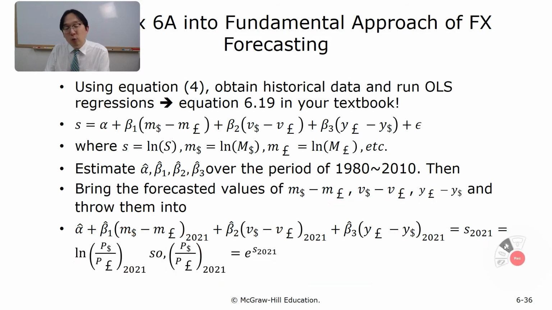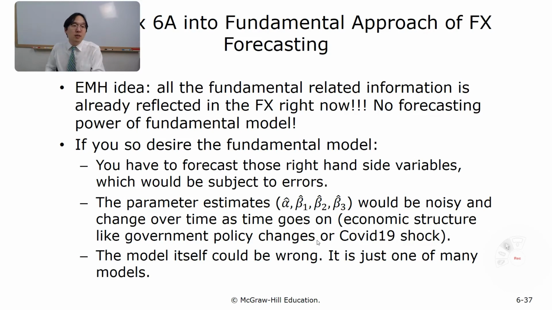Anyway, so that's how we do it in the fundamental analysis part to predict or forecast the FX rate. But the key idea in EMH says it's not going to work. Okay, no matter how precisely you predict, you will not make money out of it. EMH idea: all the fundamental related information is already reflected in the FX market right now. Okay, right now. No forecast power of the fundamental model. Of course, the beta estimates will be significant, and the R squared will be significant. But what I'm saying is your out of sample prediction will not work. Okay, that's in the out of sample sense, right?